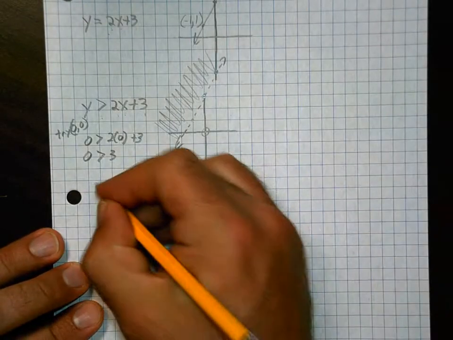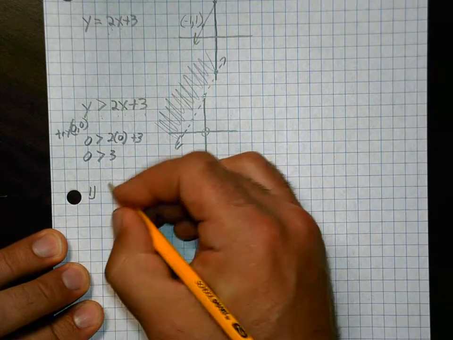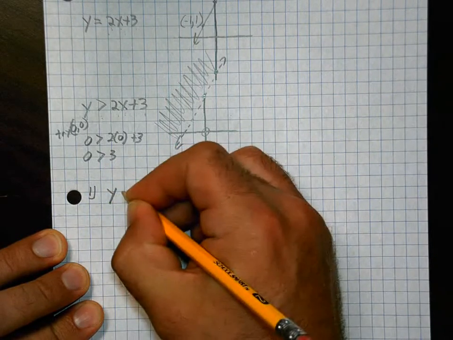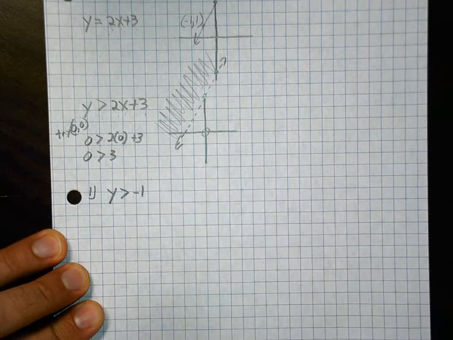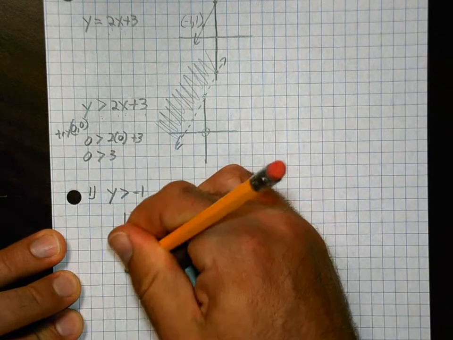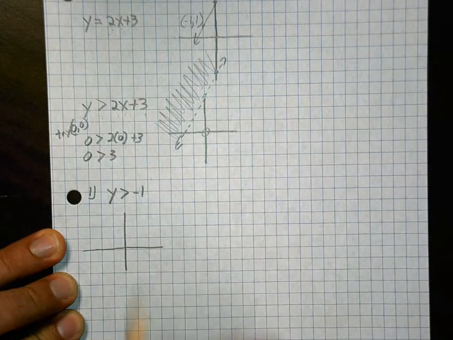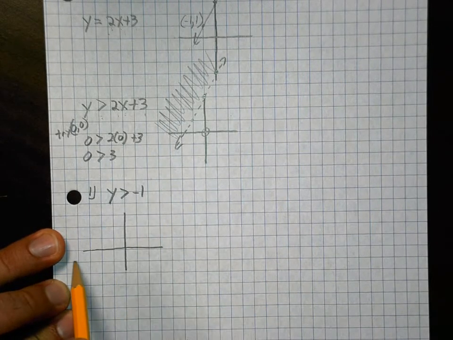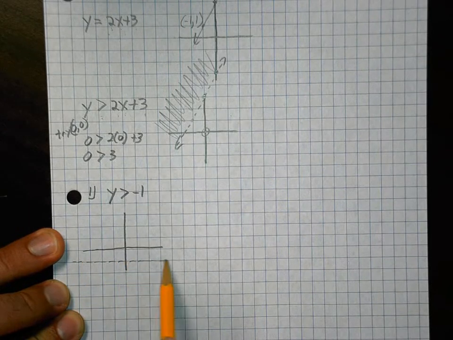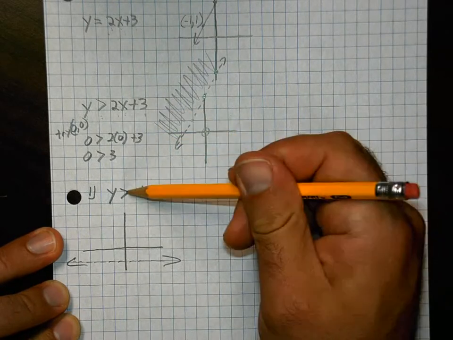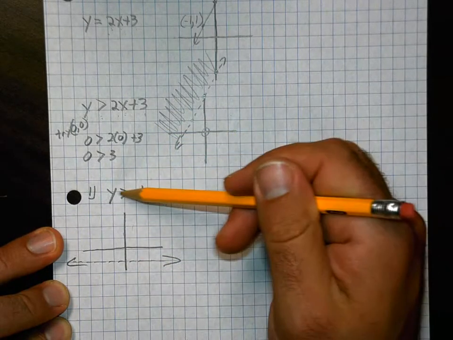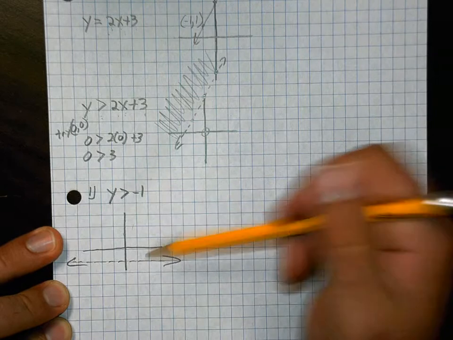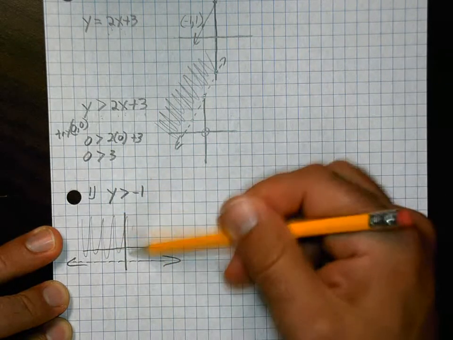So let's just try a couple practice problems here. They're different varieties. So y is greater than negative 1. Let's try that one. Well, xy axis. Y equals negative 1 was a horizontal line that went through negative 1. So in this case it would be a dashed line, like so. Now which side would I shade? Where are the y values greater than negative 1? Well, it would be above the line.